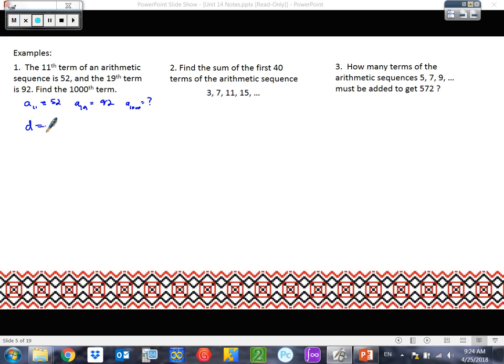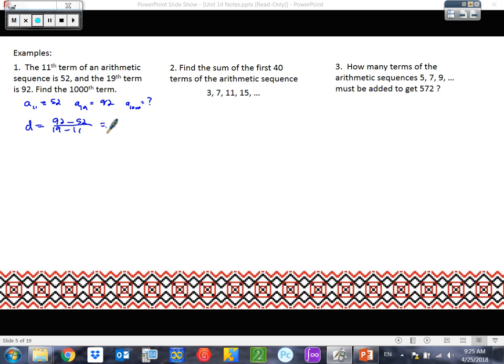So this little formula, what we do is we take the biggest, I want to say the biggest term number, the term that's farthest right, which is the 92. And we subtract the smaller term, the one that's farthest to the left. They don't necessarily have to be smaller or bigger. I'm talking about term numbers. So the 19th term minus the 11th term. And we write that over 19 minus 11.